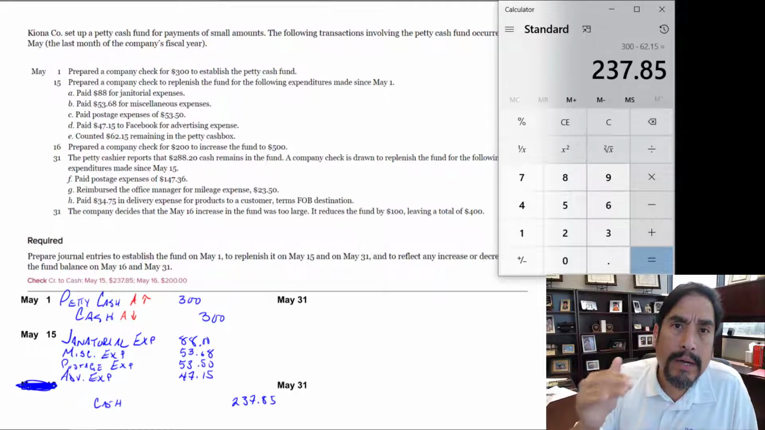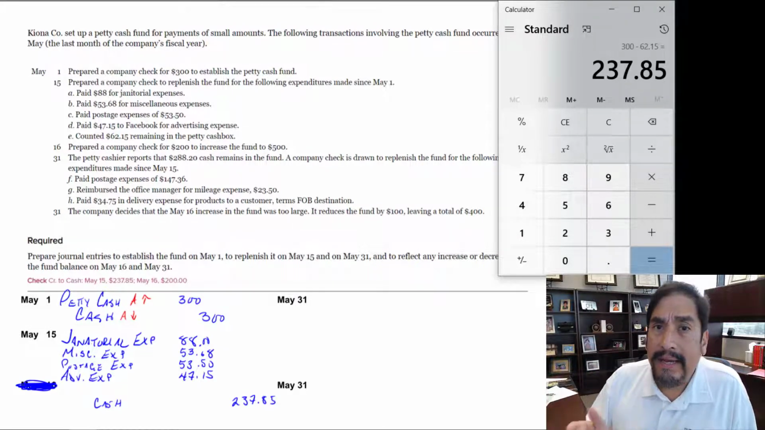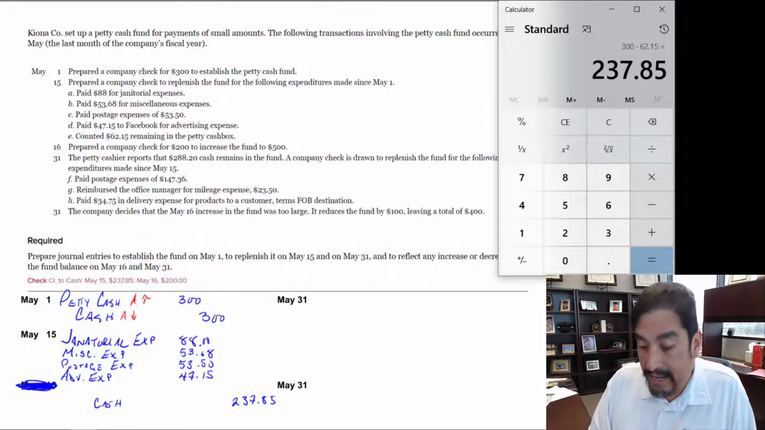First, I record all of those expenses. Next, I figure out how much cash I need to pull out of the company bank account and put into this petty cash box, how much cash I need to get it back to where it's supposed to be. It's supposed to be at 300. It's at 62.15. So I need to put in 237.85 to bring it back to 300.